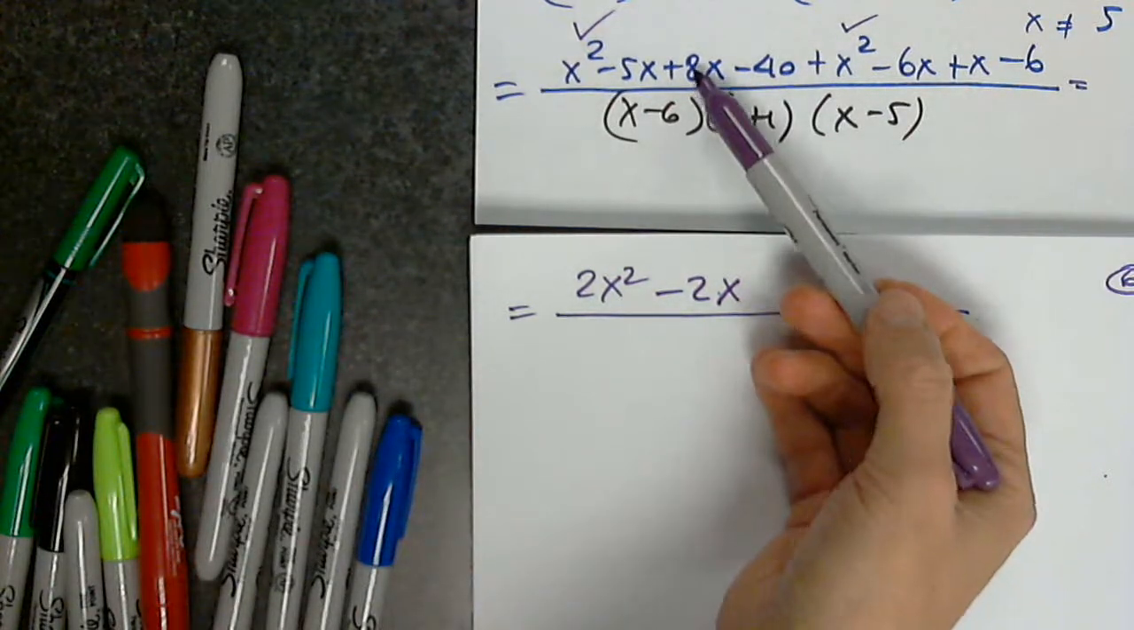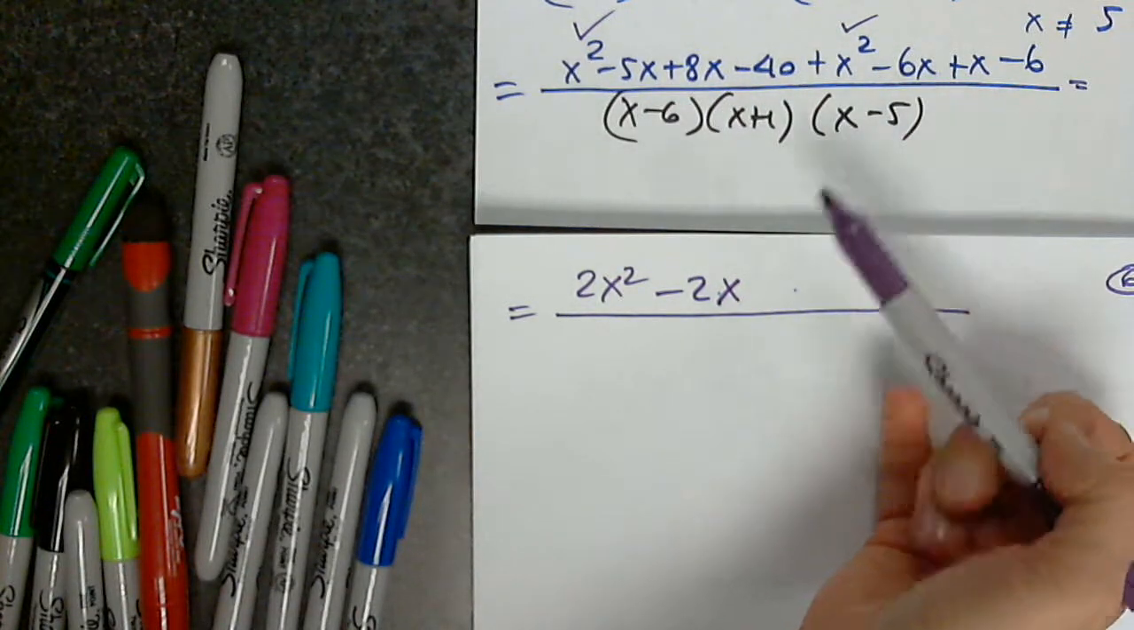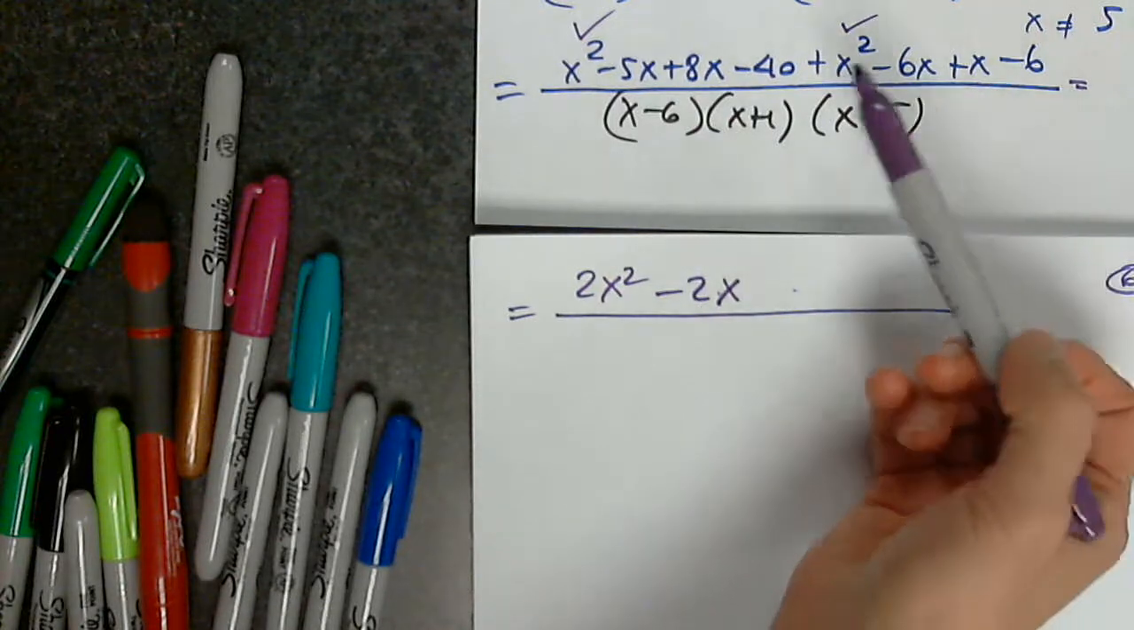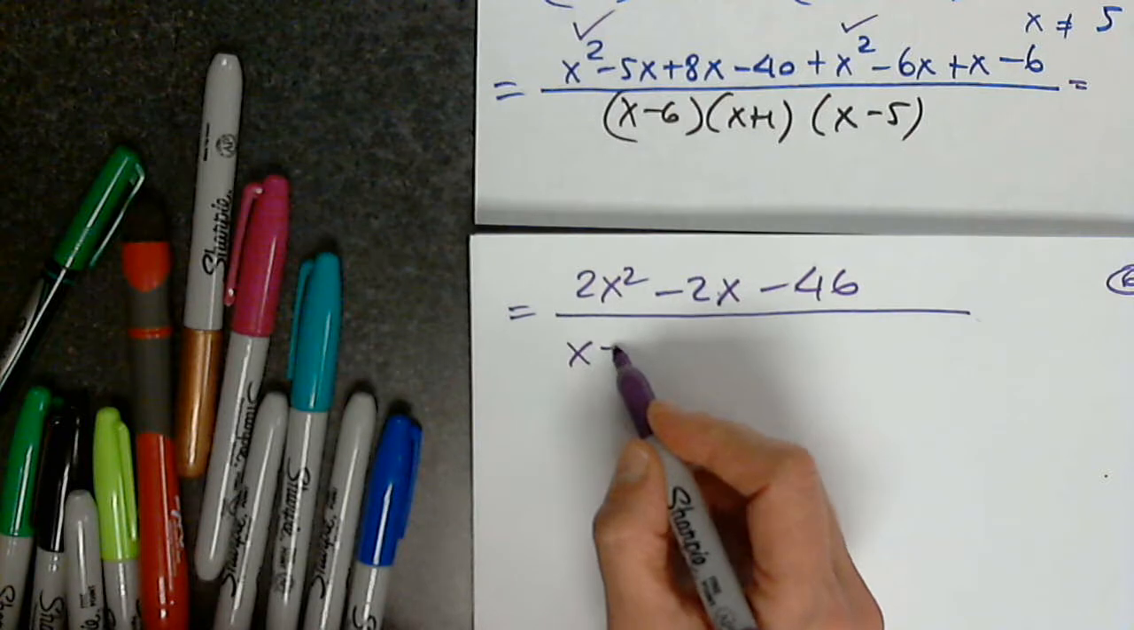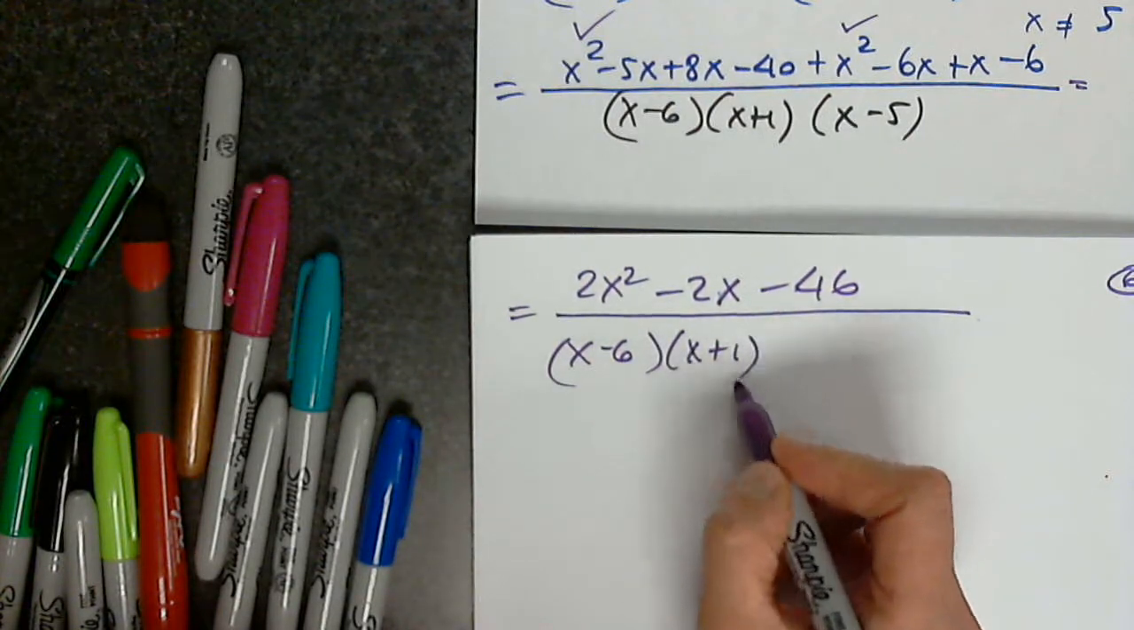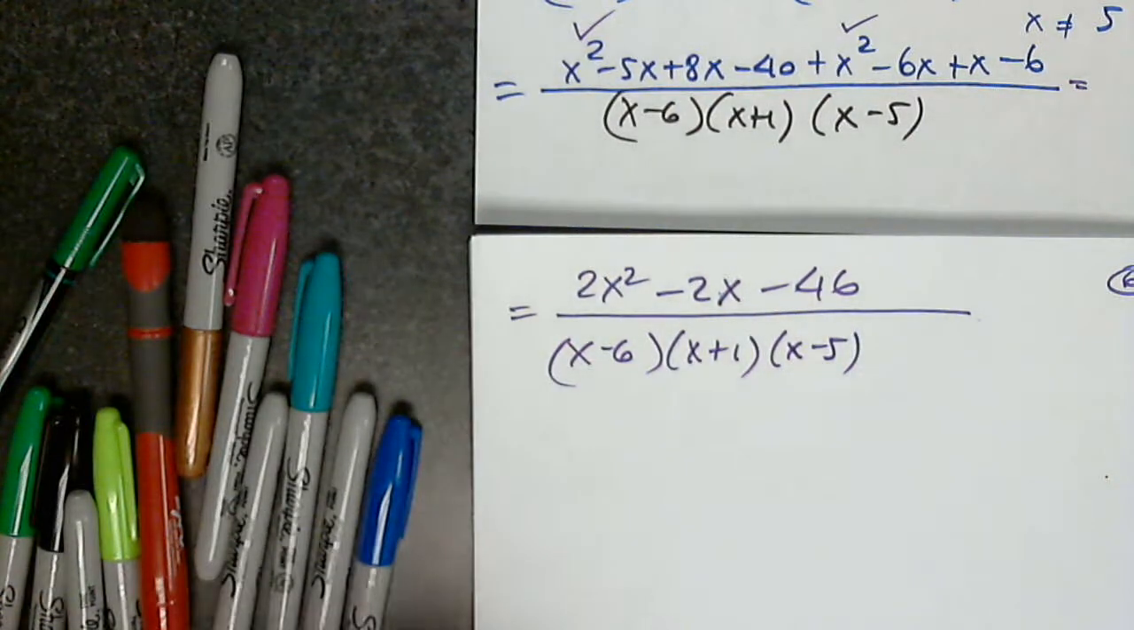Right? There is a +3 and a -5. So it's -2x. And then I have -40 with -6, which is -46. So x minus 6, x plus 1, x minus 5. Did we all get the same thing?